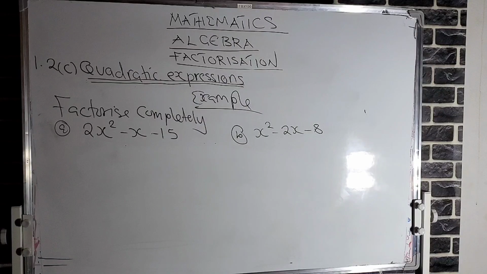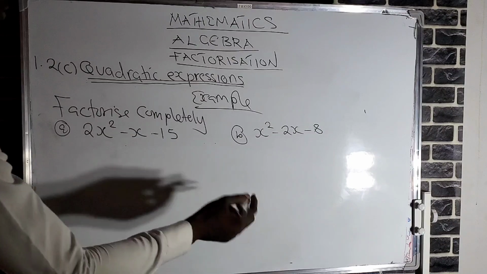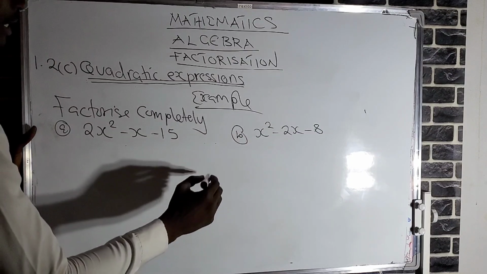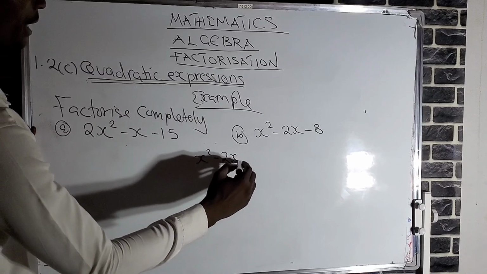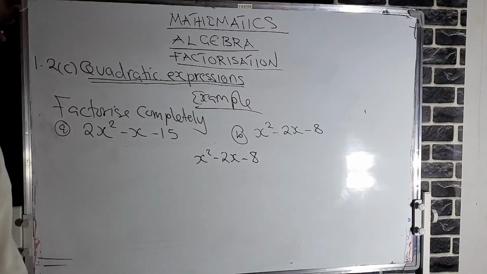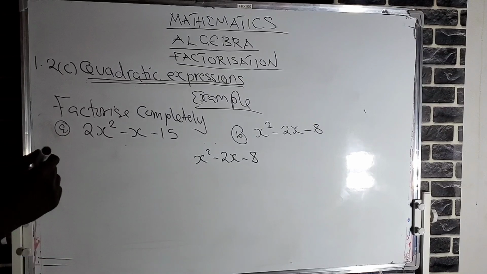The second example is similar to the first one. Okay, so the question is x squared minus 2x minus 8. We are asked to factorize.